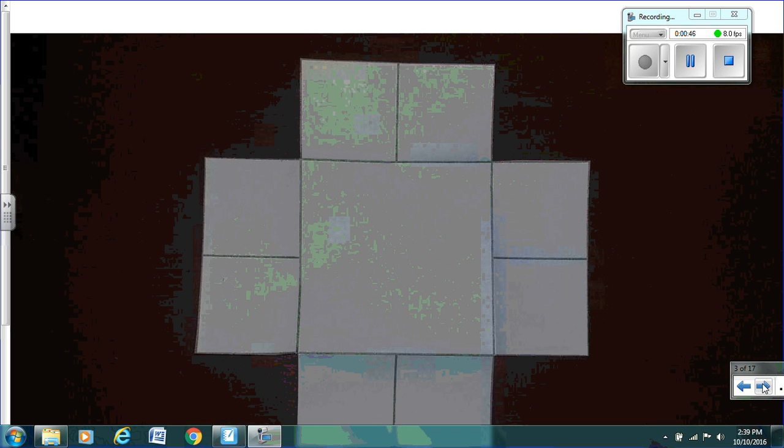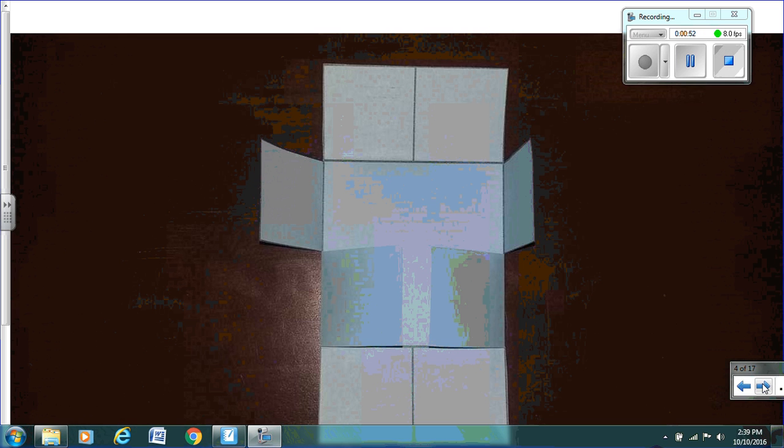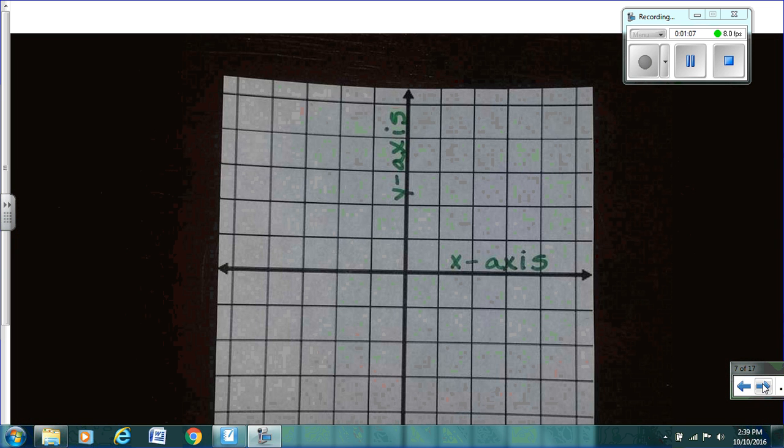Cut out your foldable so that it looks like a large plus sign. You're going to fold the two sides in, and you can cut them in the middle if you'd like. Then you're going to fold the top and bottom in, and you can cut those also. We're going to be working on the graph paper itself.